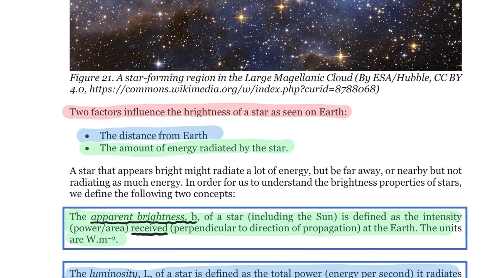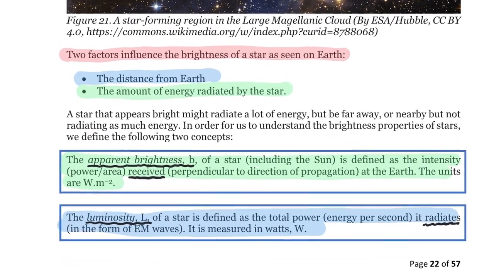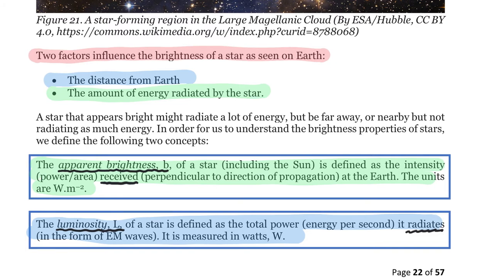So there are two factors that influence the brightness of a star as seen from the Earth. And the first one is obviously the distance from the Earth. The further away the star is from the Earth, the less bright it's going to seem. And then obviously at the source of the light, the amount of energy radiated by the star. So a star that appears bright might radiate a lot of energy, but be far away from the Earth, and so therefore it doesn't look that bright.